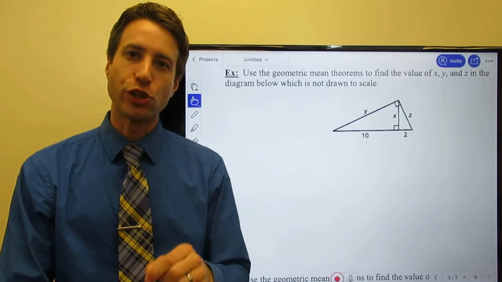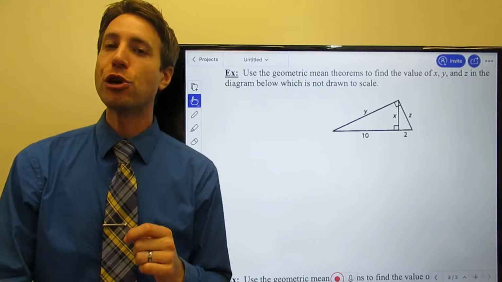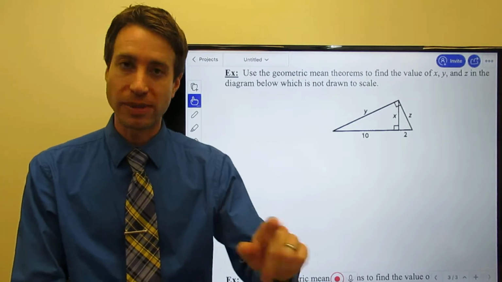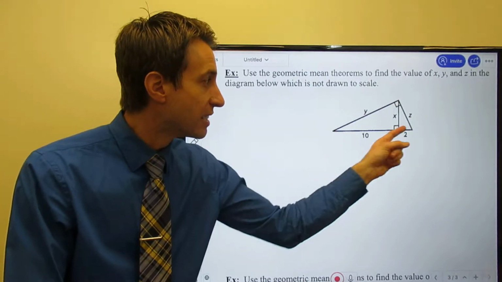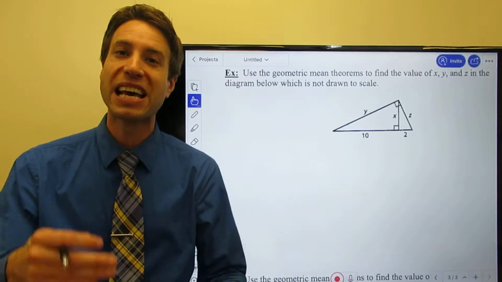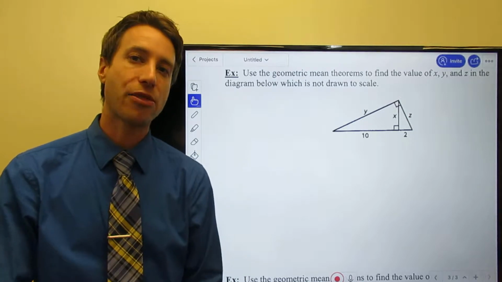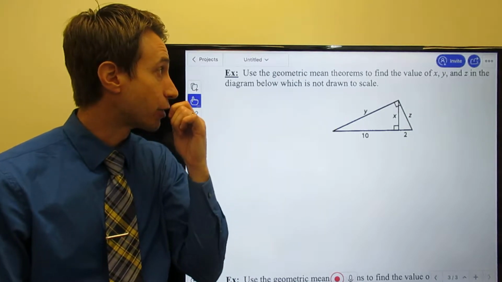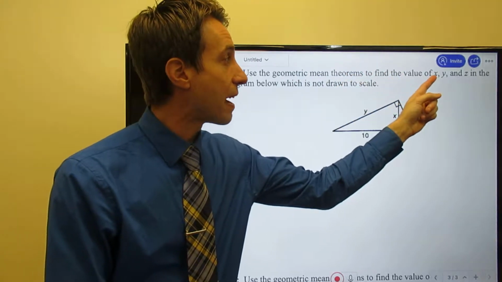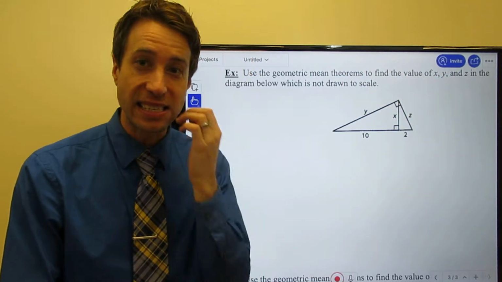What we just did is we talked about the geometric mean theorems. We talked about how you get those theorems. I just showed you using a diagram that looked very similar to this how we go about finding those geometric mean theorems. And so now let's go ahead and apply those theorems to this particular example. I want you to use the geometric mean theorems to find the value of x, y, and z.